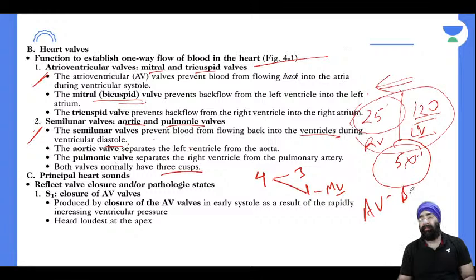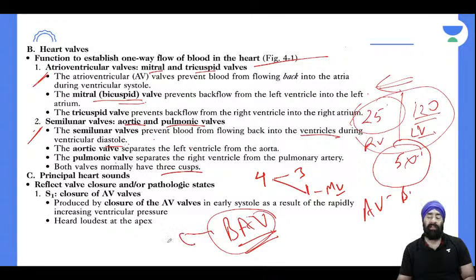Bicuspid aortic valve हो जाता है. And bicuspid aortic valve अगर congenitally होता है, then it increases the chances of having aortic stenosis, aortic sclerosis, and these kind of problems in the patient in the future, right? Aortic valve, remember, is on the left side, which is very well subjected to the higher pressure. Okay, now here we are understanding the concepts.